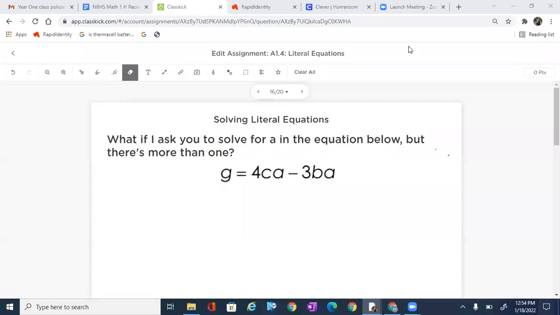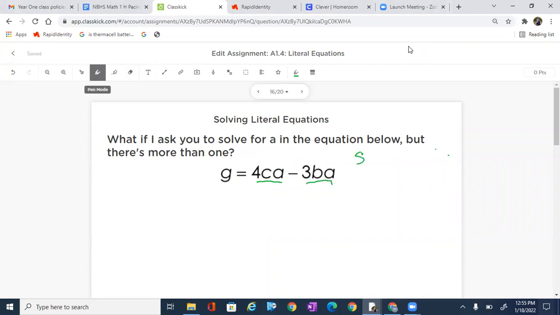All right, we're going to solve some literal equations today. And in the one that's on our screen today, we're going to solve for the variable a. One thing that you're going to notice, hopefully notice right away, is that a shows up twice, and that is kind of a problem.